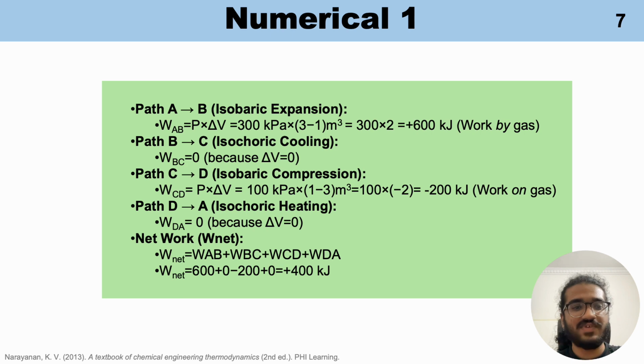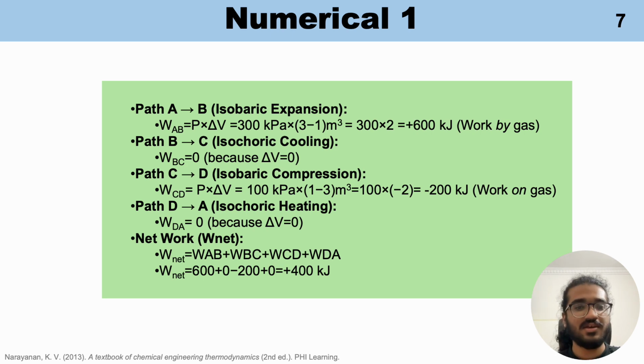From path B to C, we can see isochoric cooling, where work BC is equal to 0 because delta V is equal to 0. In path C to D, we can see isobaric compression, in which we can see P into delta V. The same formula can be applied, where 100 kilopascals is the pressure applied, and the change in volume can be taken by 1 minus 3 meter cube, which is equal to 200 kilojoules, which is work done on the gas, which is negative.